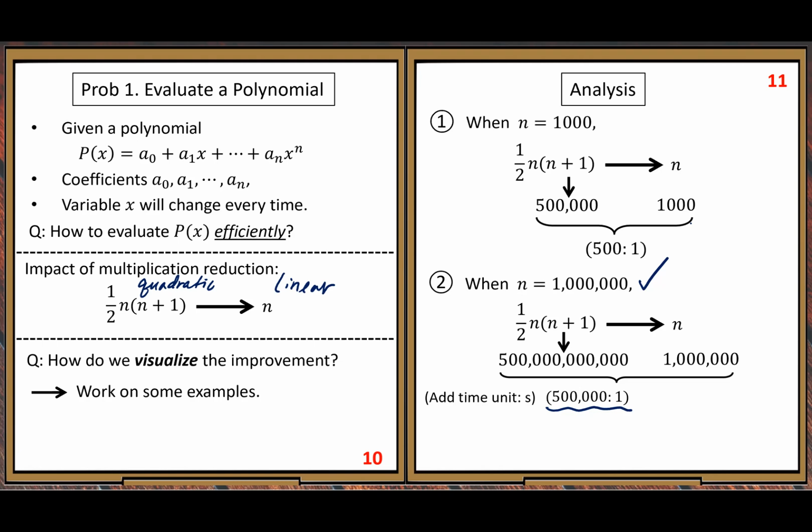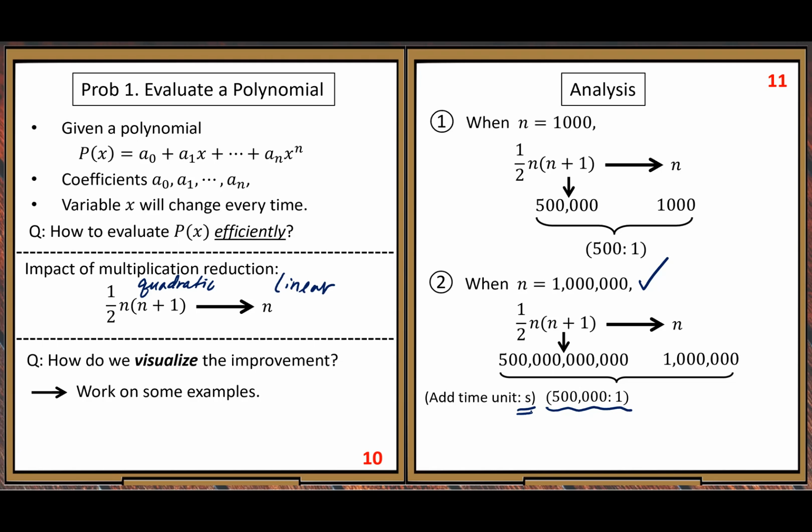The first algorithm, we use the old way. Second, use Horner's rule. And we know the result, 500,000 to 1 ratio. Here, I like to use a convenient time unit, second. That one corresponds to 1 second. For convenience, 1 second.